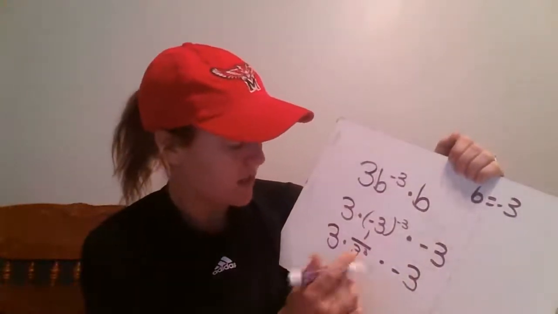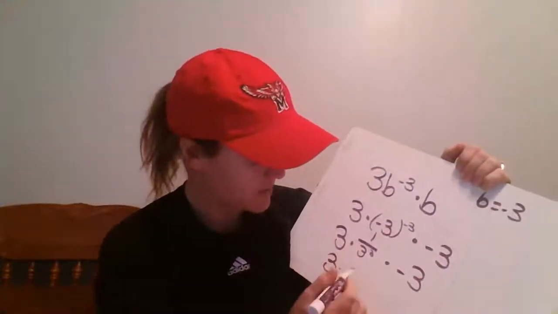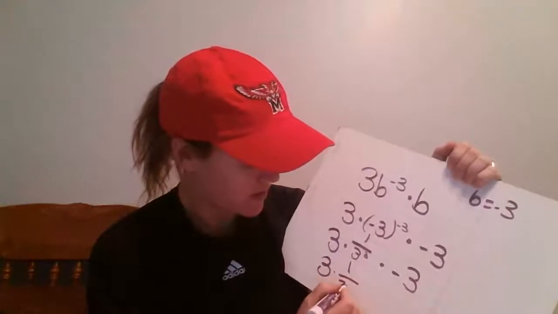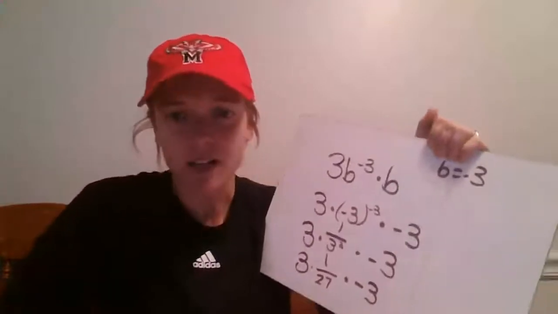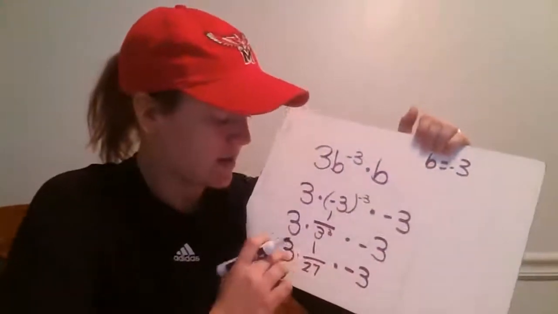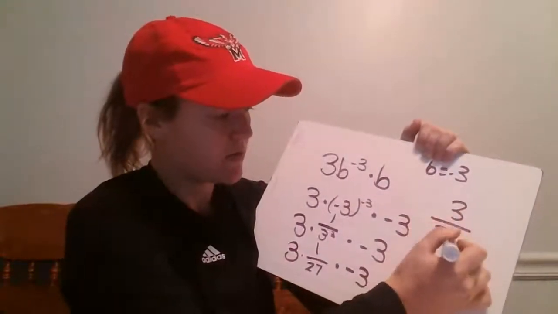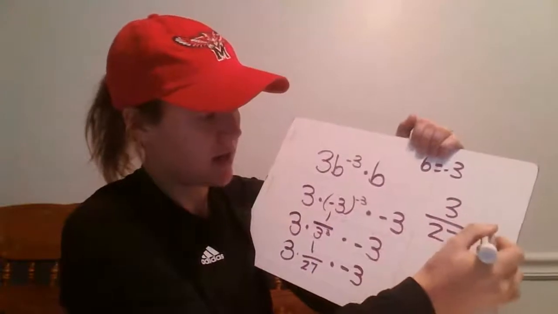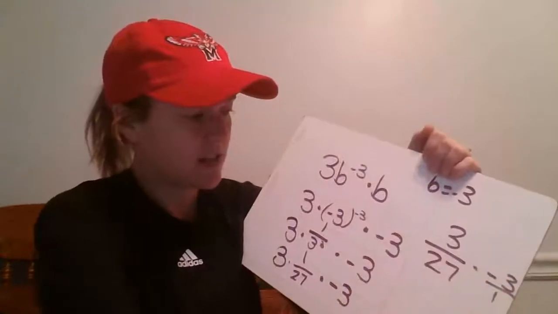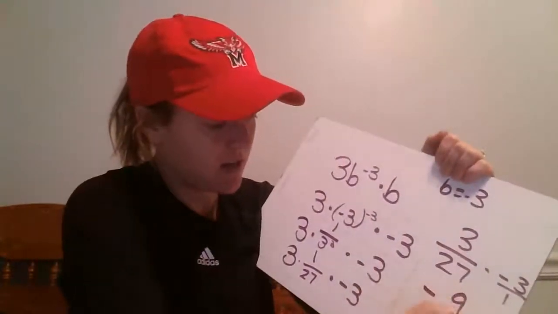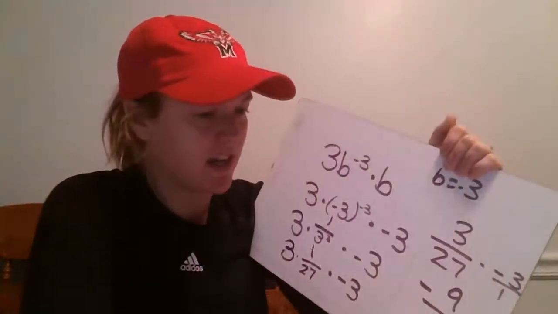So what is 3 to the third? We take 3 times 3 times 3. 3 times 3 is 9, and 9 times 3 is 27. So we take 3 times 1 over 27 times negative 3. Now we can just multiply across. 3 times 1 is 3, over 27, times negative 3. We take 3 times negative 3, which is negative 9, over 27.